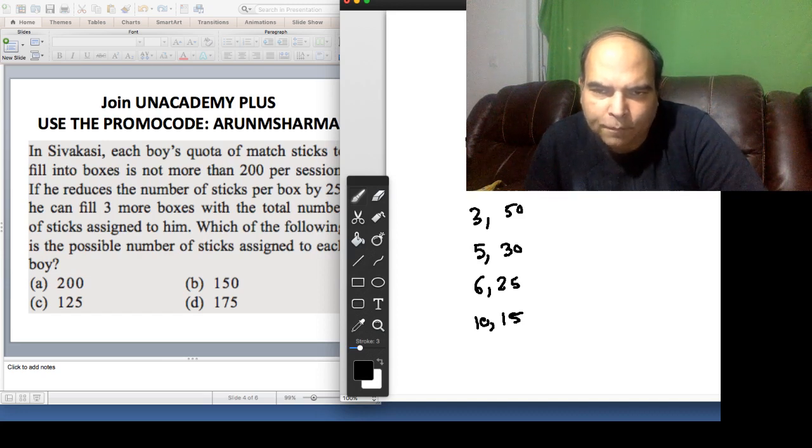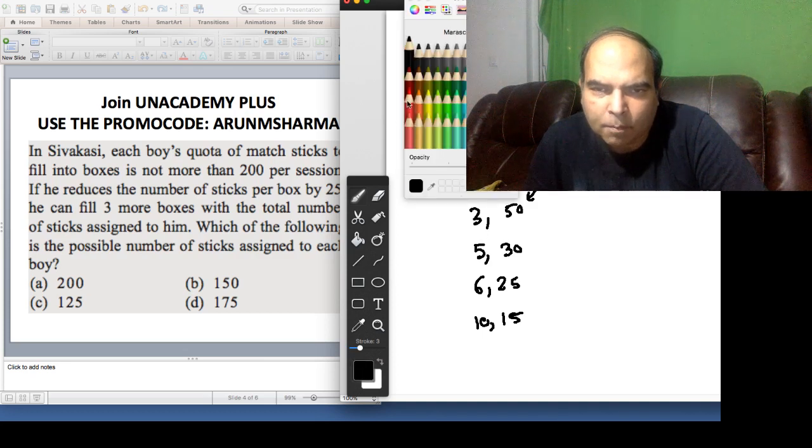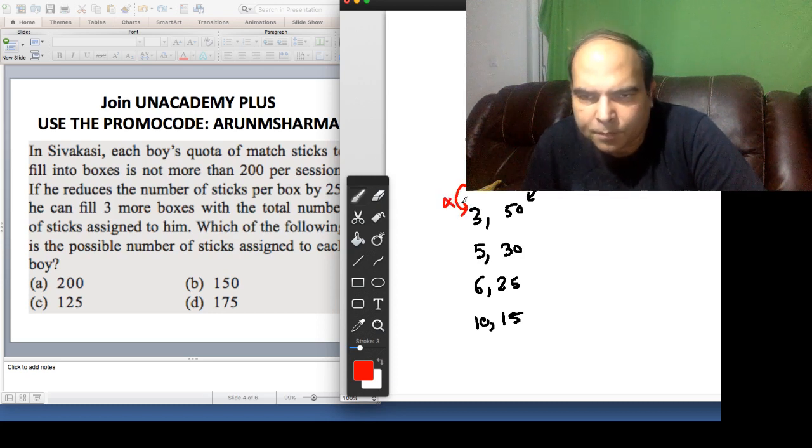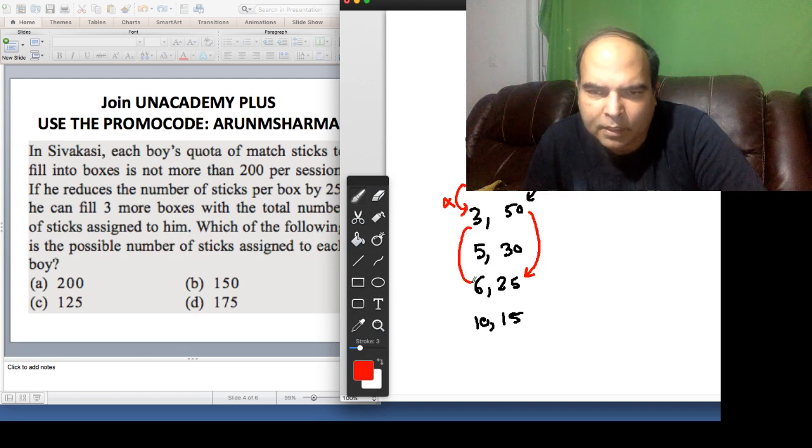So if you're looking for a 25 drop here, there's a 25 drop here, but correspondingly there is not a plus 3 increase happening. Then there's a 25 drop here from 50 to 25, and that's a plus 3. And you realize that if every box capacity was 50, you would fill 3 boxes. If you drop the capacity to 25, you would fill 6 boxes. And hence this would be the correct answer, and 150 would be the right answer.